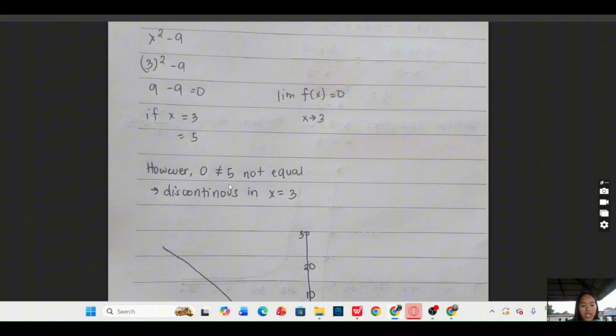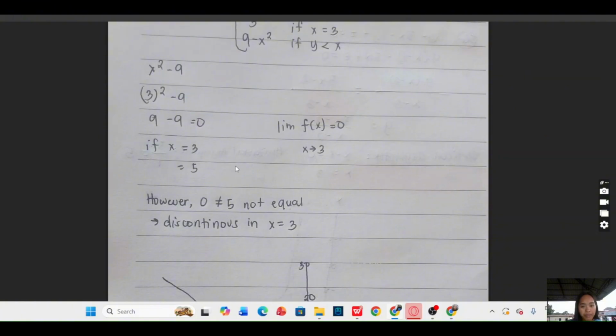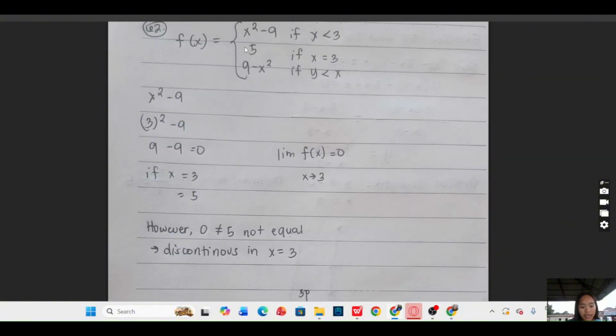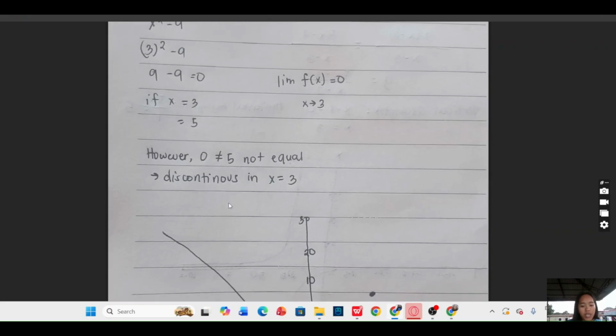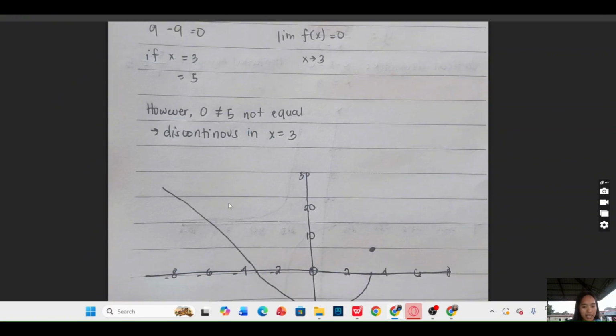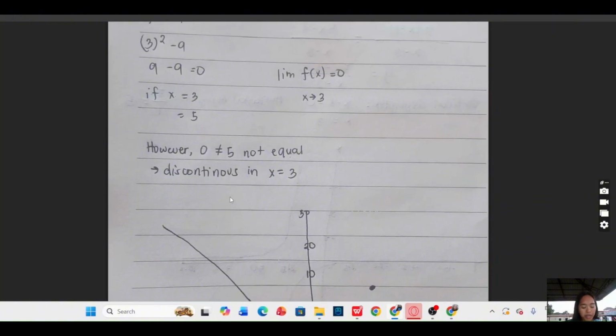However, 0 is not equal to 5, right? 0 is not equal to 5. So this is discontinuous at x is equal to 3. By checking the continuity, we compare the limit and the function value.